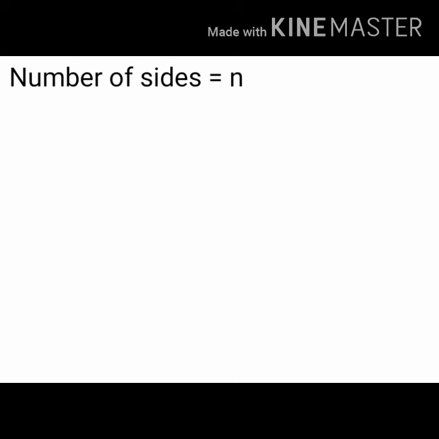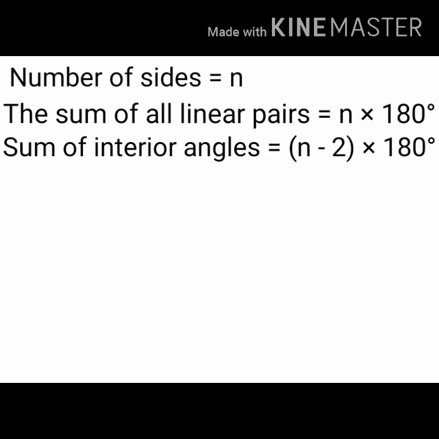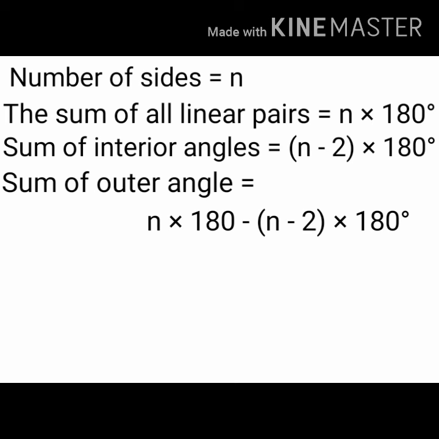In general, there are n vertices and a linear pair formed by the inner and outer angles at each vertex, so n linear pairs. The sum of all these angles is n into 180 degrees. The sum of interior angles is n minus 2 into 180 degrees. So, the sum of outer angles is n into 180 degrees minus n minus 2 into 180 degrees. That is 2 into 180 degrees, that is equal to 360 degrees. Following the result, the sum of the outer angles of any polygon is 360 degrees.